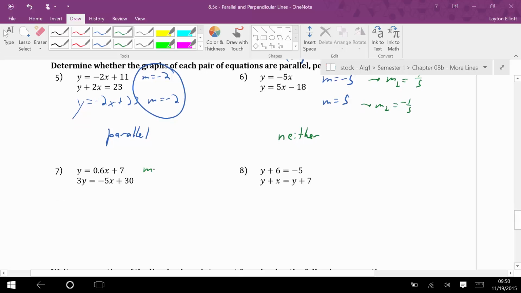They're neither the same nor are they opposite reciprocals. Number 7, my slope here is 0.6, which is the same as 3/5. And in the second part, I'm going to divide by 3 and get negative 5/3 x plus 10. And that slope is negative 5/3. 3/5 and negative 5/3 are opposite reciprocals, so they are perpendicular.